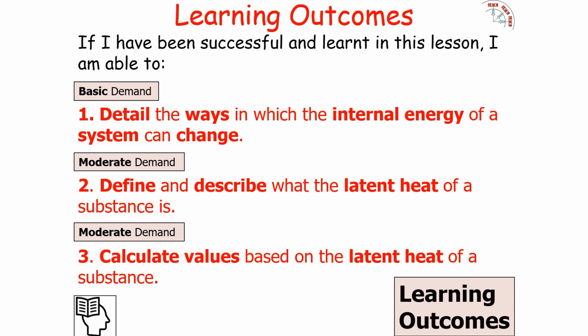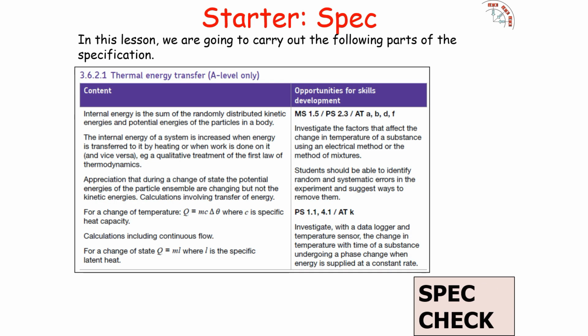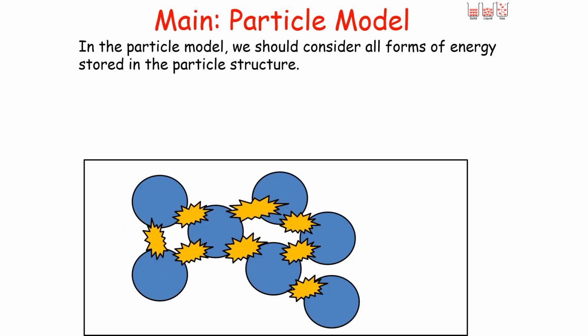So if we have been successful and learned in today's lesson, we should be able to detail the ways in which internal energy of a system can change. We can define and describe what the latent heat of a substance is, and then finally we can calculate values based on the latent heat of a substance, which links into the following part of the AQA A-Level Physics specification, 3.6.2.1 Thermal Energy Transfer.